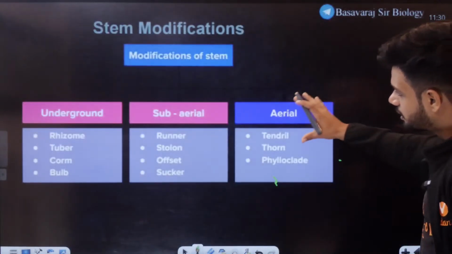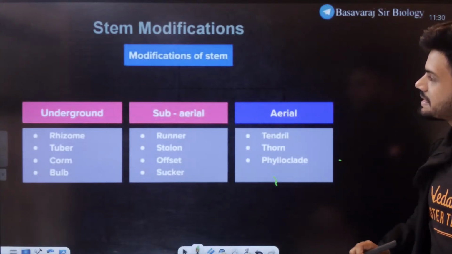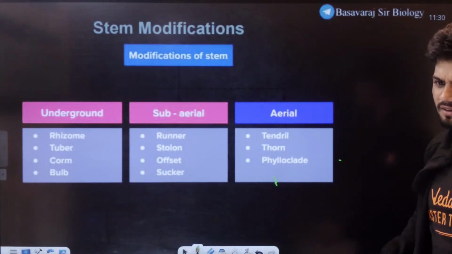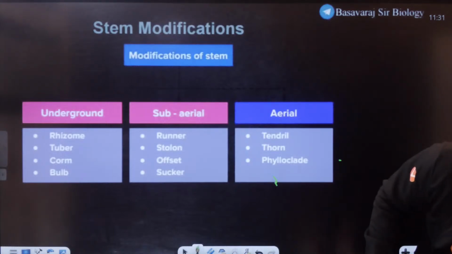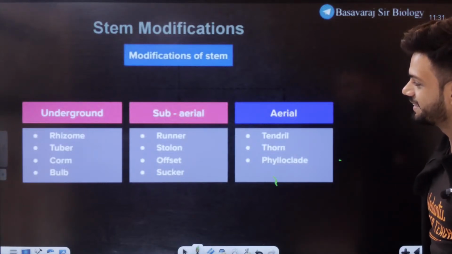Okay. So all of you, this is the entire stem modification. What, rose day? Today is rose day. Wow. Students, when you grow old, you forget all that. Rose day, chocolate day, teddy day.